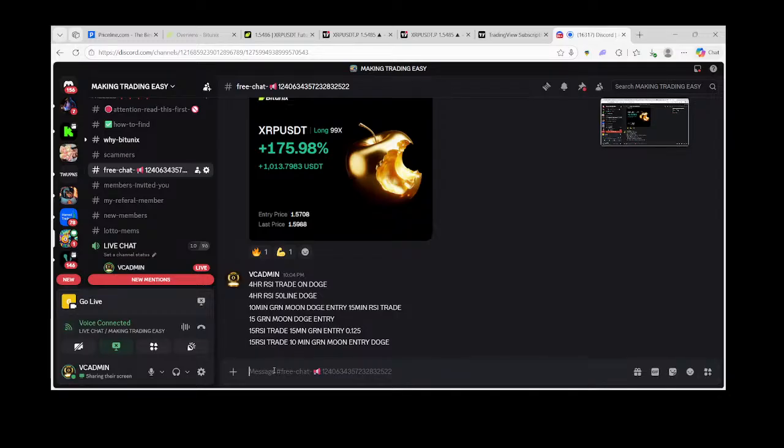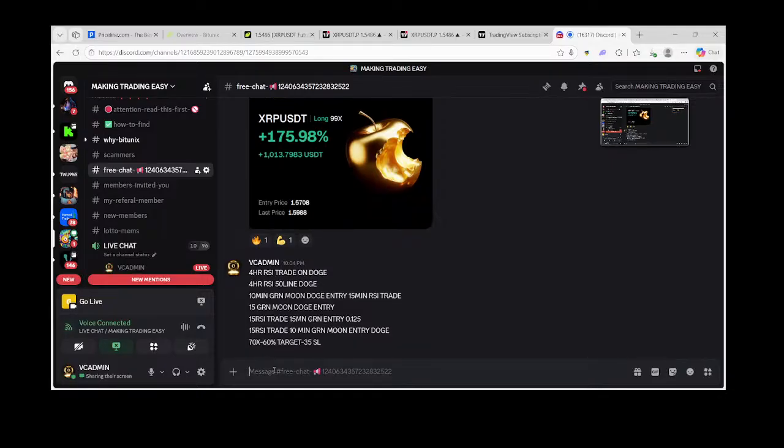At the end of it, you're going to post your result. When it's done, put what it is, right? And remember, we're trading 70x leverage. We're trading a 60% target, and we're trading a 35% stop loss, right? So that is the trade that we'll be doing.